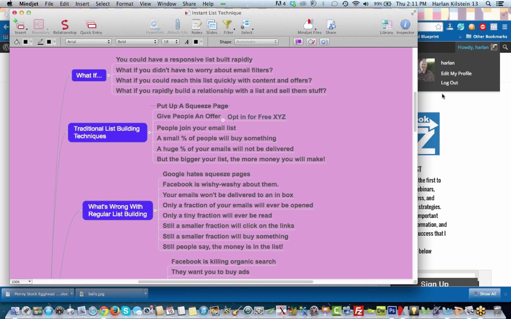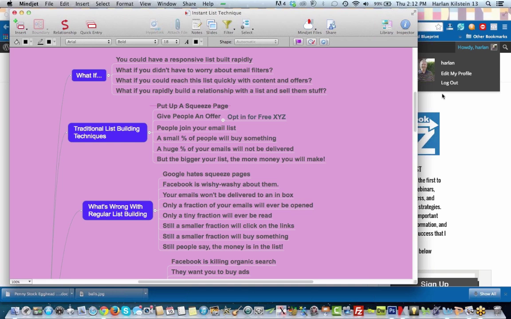The majority of the people who are on that list are going to buy something, ready, between 6 months and 18 months down the road. And so I don't know about you, but I would rather not wait for 18 months to make a sale.